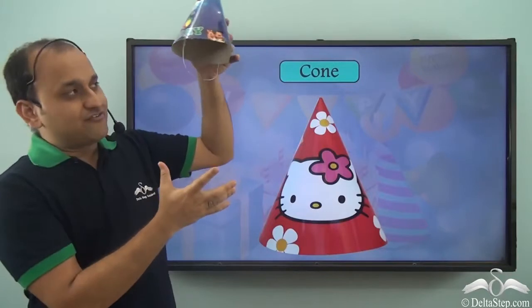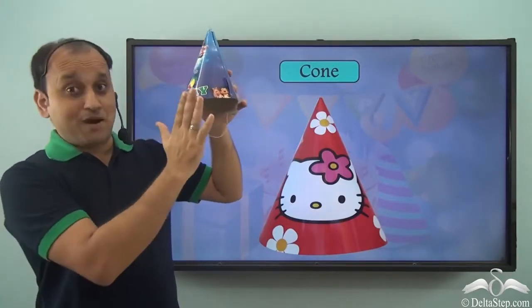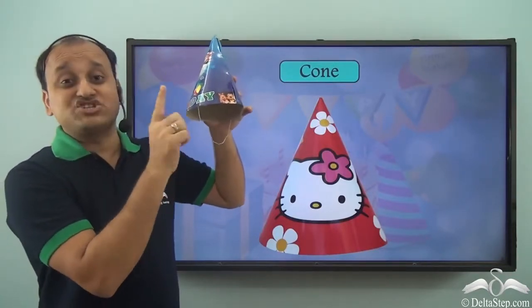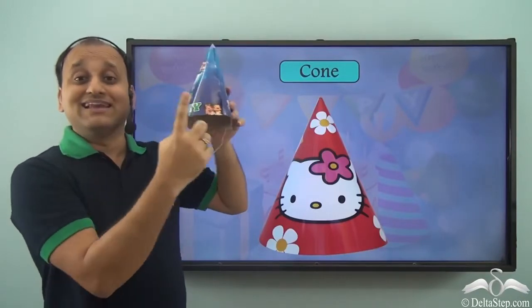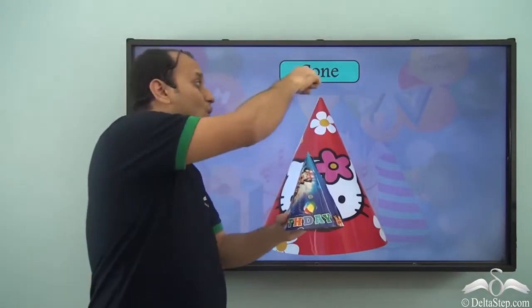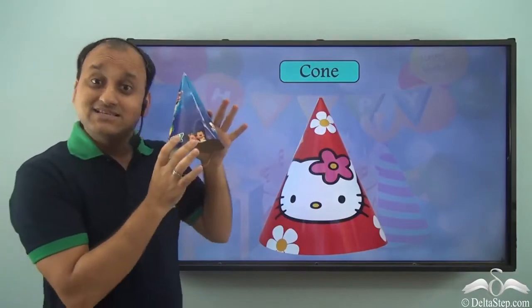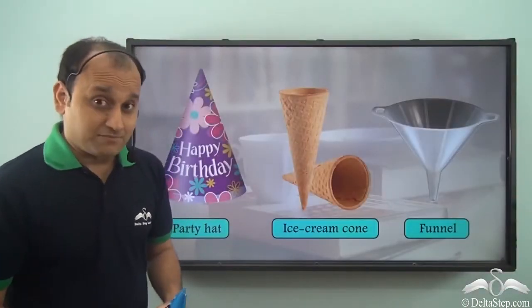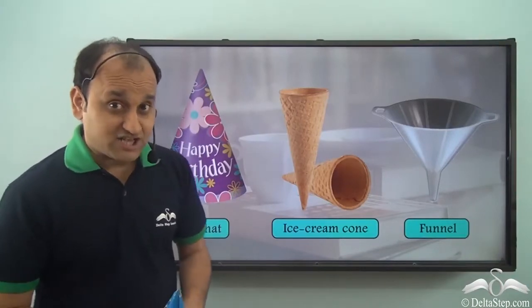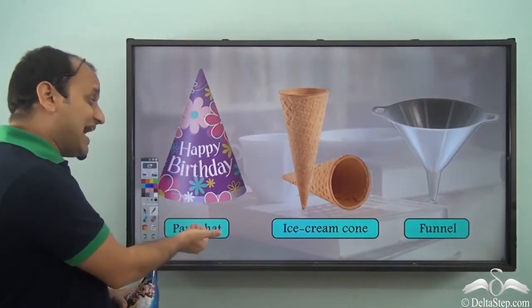So what do we have right now? Well, this is a party hat, but its shape is conical. It resembles a cone. So this is cone shape. Well, some common examples of cone shaped objects are a party hat.